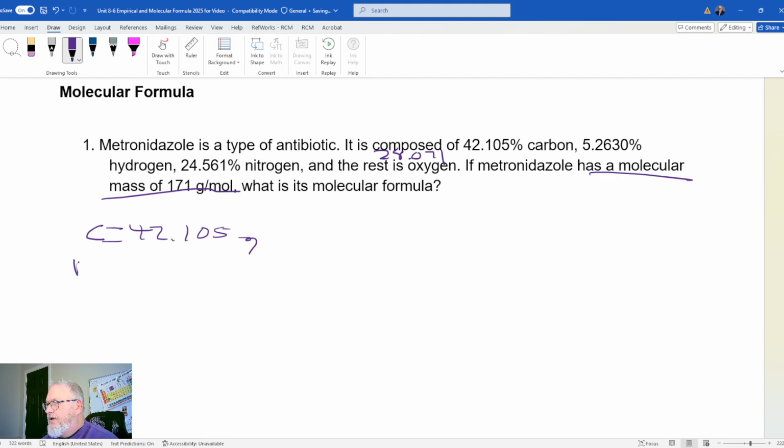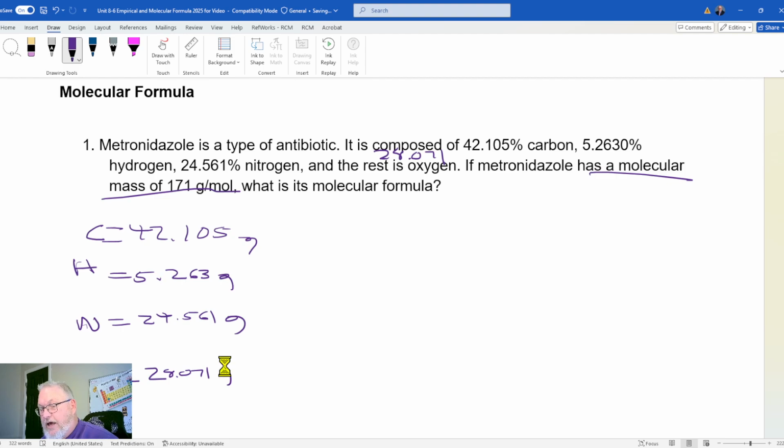Hydrogen has a percentage, we're going to call it a mass, out of this 100 gram sample of 5.263 grams. Nitrogen is 24.561 grams, and we calculated the amount of oxygen, and it is 28.071 grams.